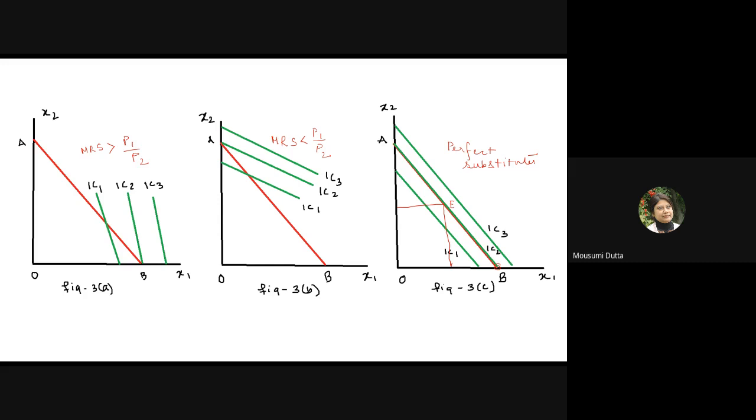Okay, so for 3A, MRS is greater than P1 by P2, so the consumer consumes only X1. In 3B, MRS is less than P1 by P2 and the consumer is consuming only X2 at the limit given by OA.